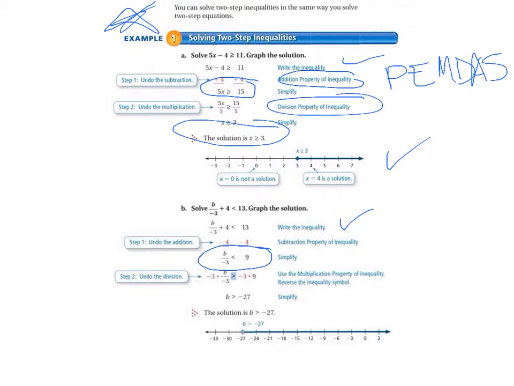And then we want to use the multiplication property of inequality. So we're undoing the division with multiplication, and since we're multiplying by a negative number, that means our sign flips around. And so we end up with b is greater than negative 27. And that's our solution. And since there's no underline on the inequality, we use an open circle, and it's b is greater than negative 27, so we shade everything to the right on the number line.